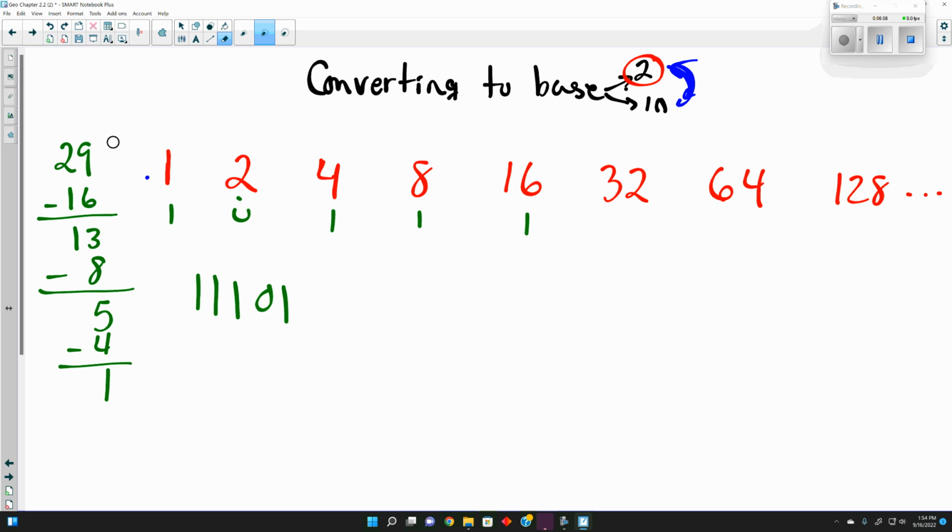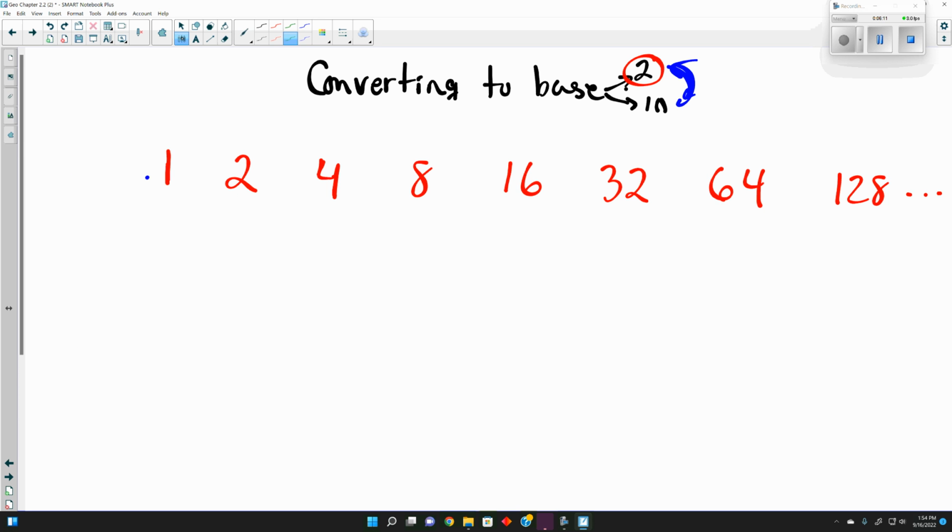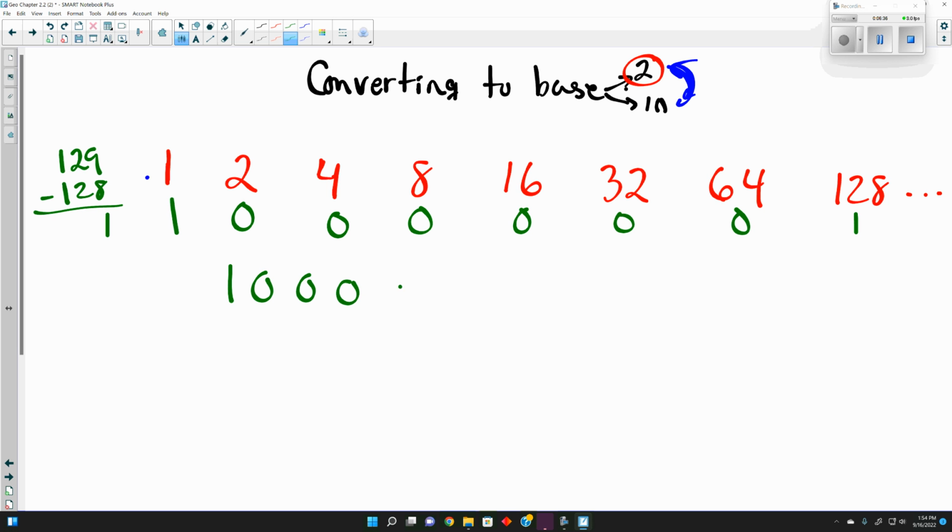Again, I'll do another example. Let's say 129. Well, 128 will go into 129 once, which gives us 1. So 64 won't go into 1, 32 won't go into 1, 16 won't go into 1, 8 won't go into 1, 4 won't, 2 won't, but 1 will. So we get the number 10000001. And that'd be our answer. And that's all we have to do on any of these.